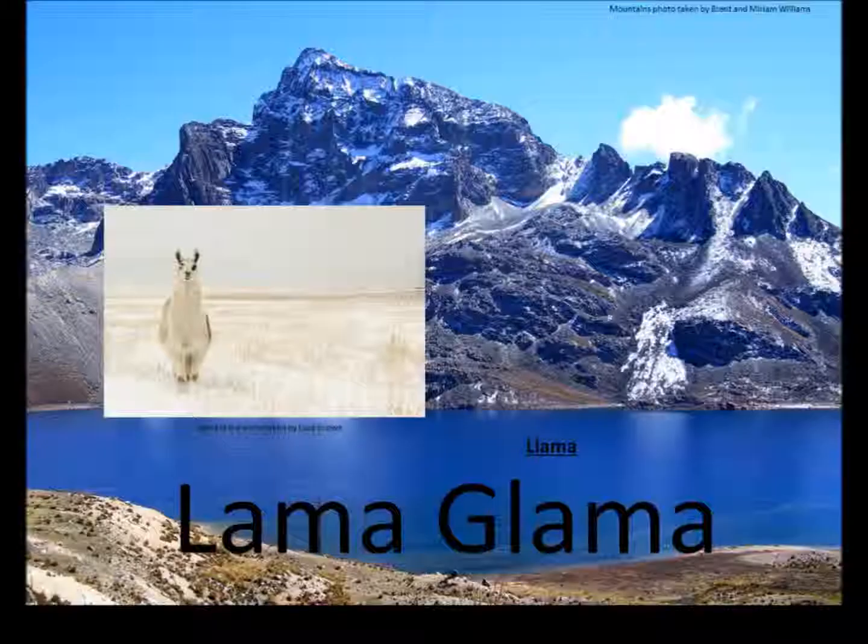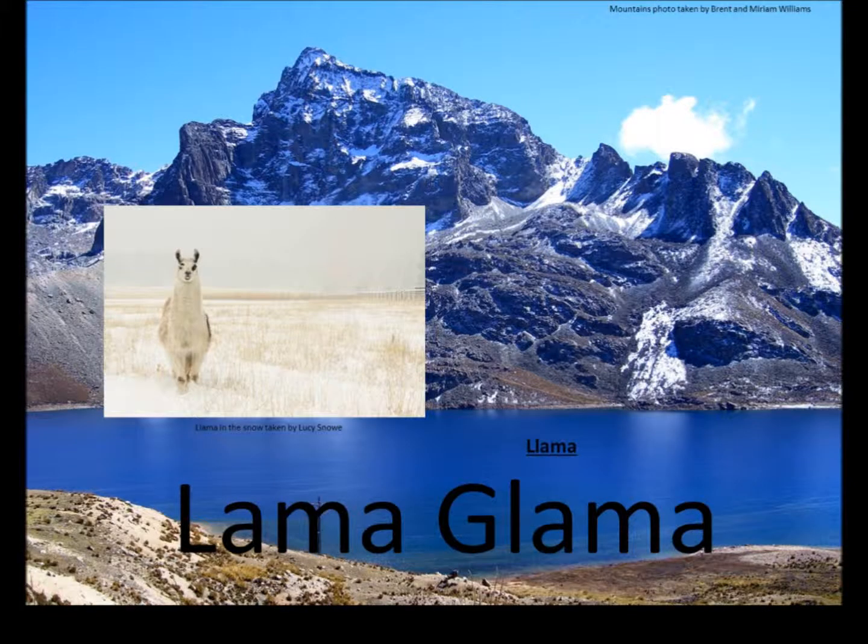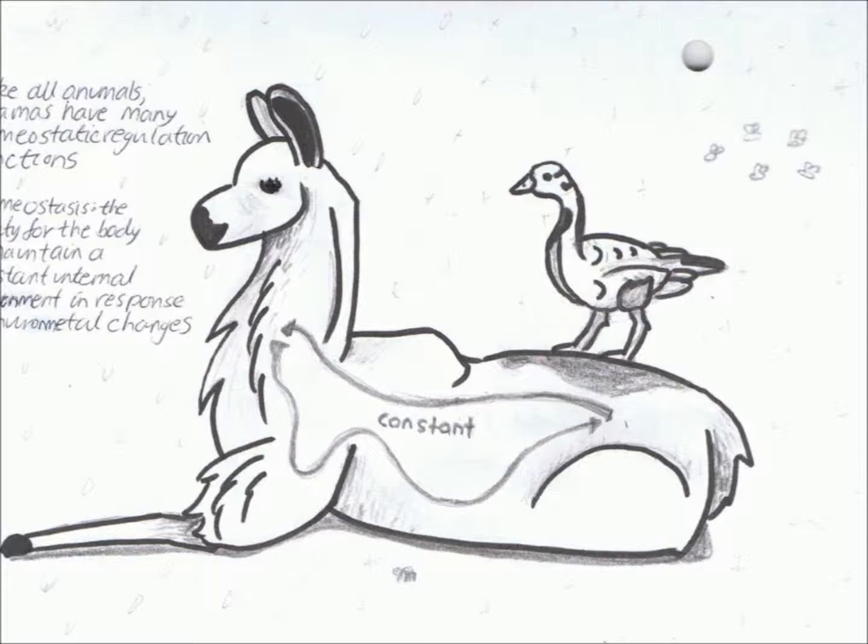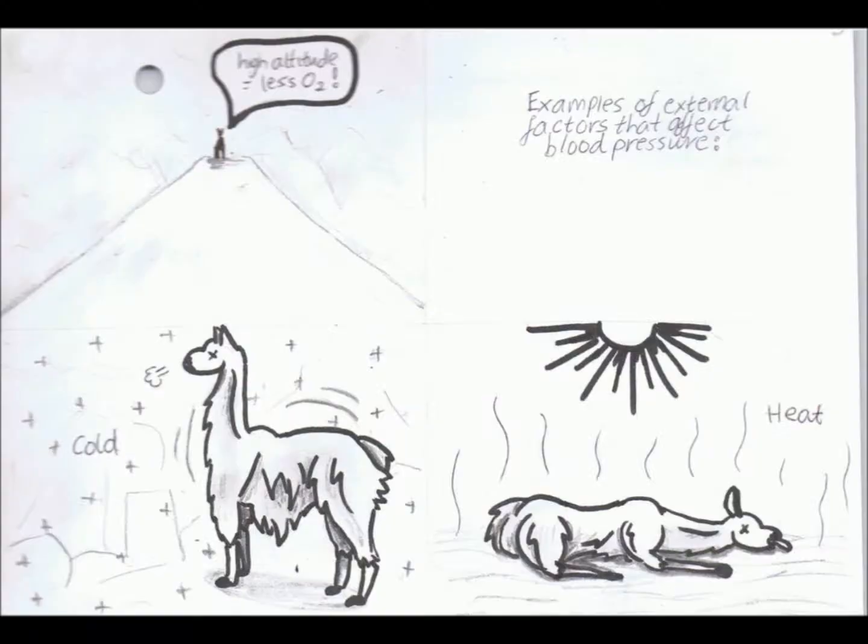Llamas. The llama is a domesticated pack animal found at high altitudes, for example, South America's Andes Mountains. Like all animals, llamas have many homeostatic regulation functions. Homeostasis is the ability for the body to maintain a constant internal environment in response to environmental changes. Specifically, the regulation of blood pressure is an example of homeostasis.